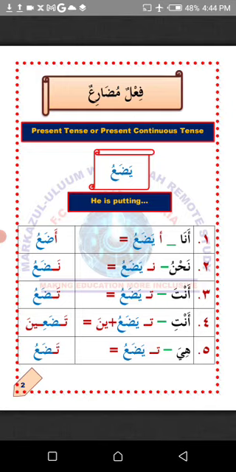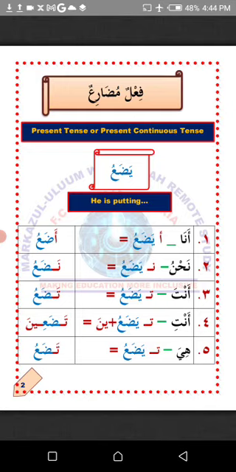Remember, once ya'un is attached, the letter before it must take kasra, as we know that ya'un is the mother of kasra in Arabic. So the verb yada'u will now become tad'ina. Tad'ina, which means you put or you are putting. This can only be used to talk to a single female person.